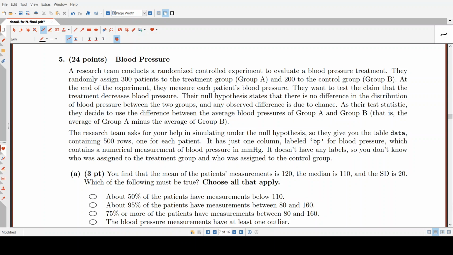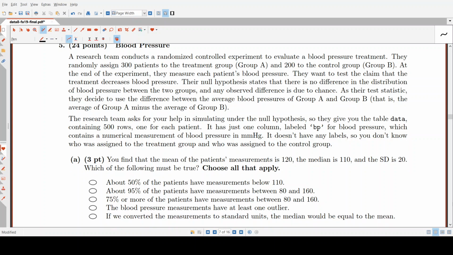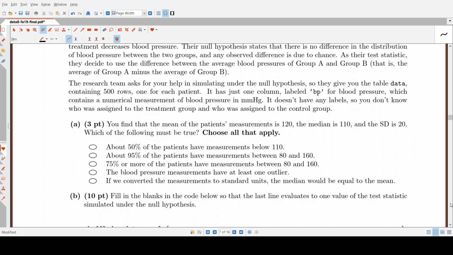The research team asks for your help in simulating under the null hypothesis, so they give you the table of data containing 500 rows, one for each patient. It has just one column, labeled BP for blood pressure, which contains a numerical measure of blood pressure in millimeters of mercury. It doesn't have any labels, so you don't know who is assigned to which group.